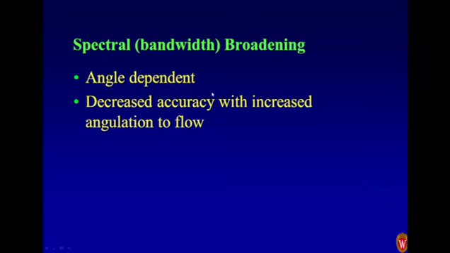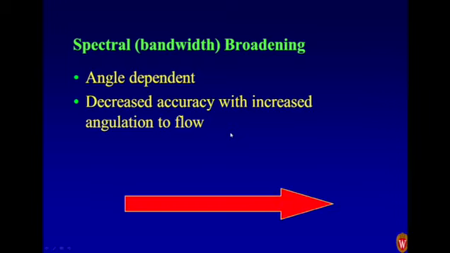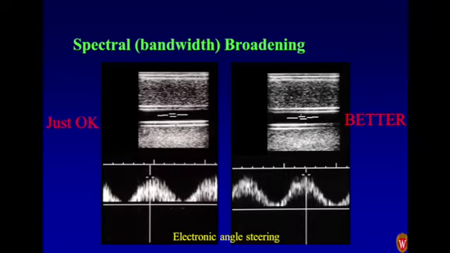Spectral bandwidth broadening is an artifact. It has to do with angle dependence. And again, a decreased angle. So if this is your direction of flow and you're coming in with your insonating beam in that direction, that's horrible. You're not going to have an accurate portrayal of the tracing. You're going to have bandwidth broadening. If you come in at that angle, not so good. Now we're getting better. Now we're getting even better yet, and that is the best. This is where you're going to get your best Doppler velocity measurements, the best tracings.